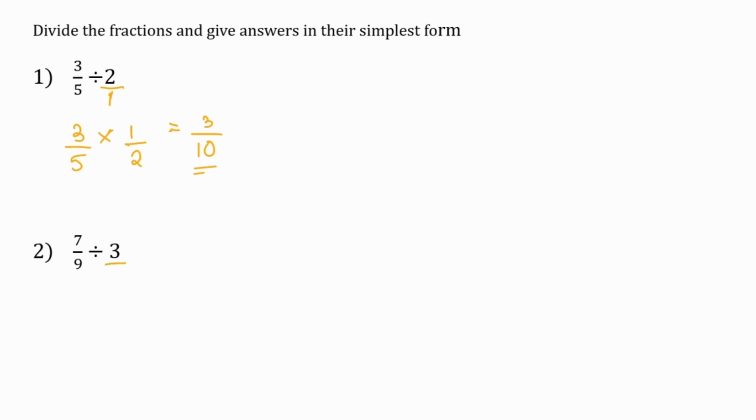For number 2, my 3 again is a whole number, so I can write this as 3 over 1. So I'm going to keep my first fraction as it is, 7 over 9. Change my division sign to a multiplication sign and write 3 as its reciprocal, which will be 1 over 3. Again, I do not have any common factors in my numerators and denominators, so I cannot simplify this any further, and I'm just going to multiply through. 7 times 1 is 7, and 9 times 3 is 27. So this is my answer in its simplest form.